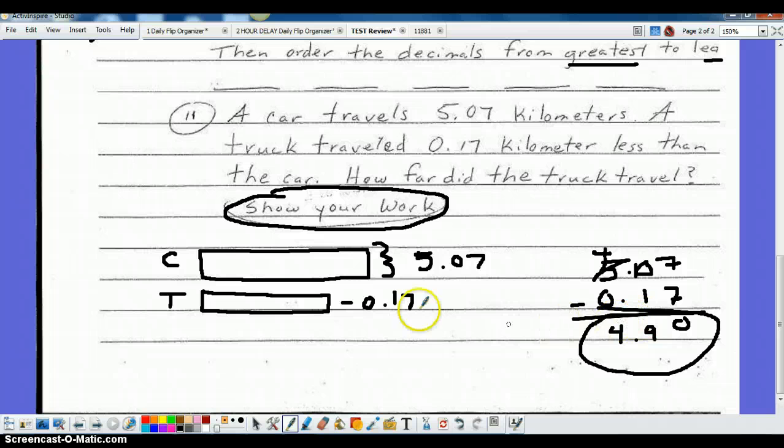Rewrite it in word form. Remember, show all of your work. If you're showing everything that you know about decimals, then what you're doing is making sure that you show all of your work because it is so simple to make simple mistakes with decimals.